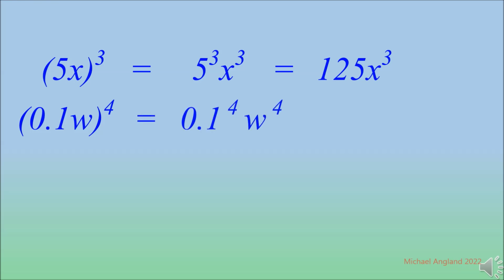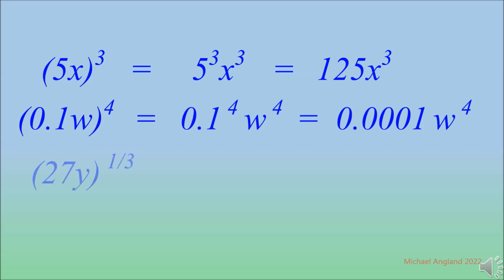Next example: (0.1w) all to the power of 4. Well, that's 0.1 to the power of 4, w to the power of 4. 0.1 is 1/10. So that's 1/10 multiplied by itself 4 times, or 1 over 10,000, or 0.0001 times w to the 4th power.